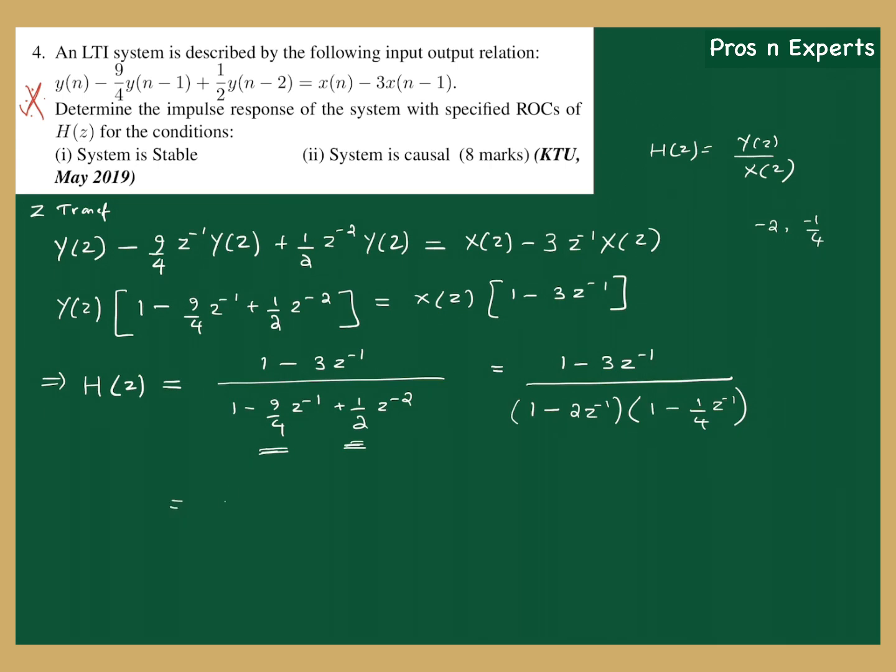Now we can put it as partial fractions: A by 1 minus 2 z inverse plus B by 1 minus 1 by 4 z inverse. And how will you find A? For A, you find what value of z makes the denominator 0. Then multiply the whole fraction with that denominator.